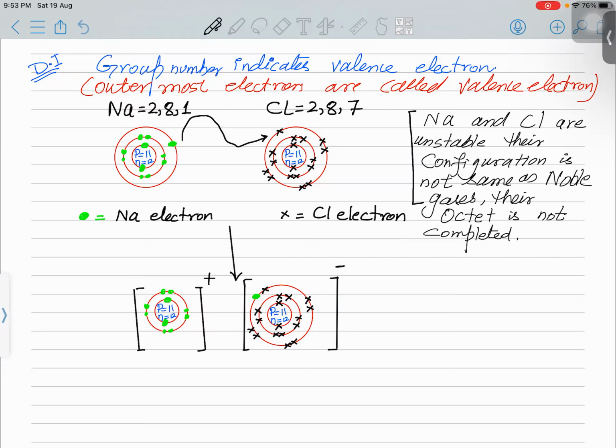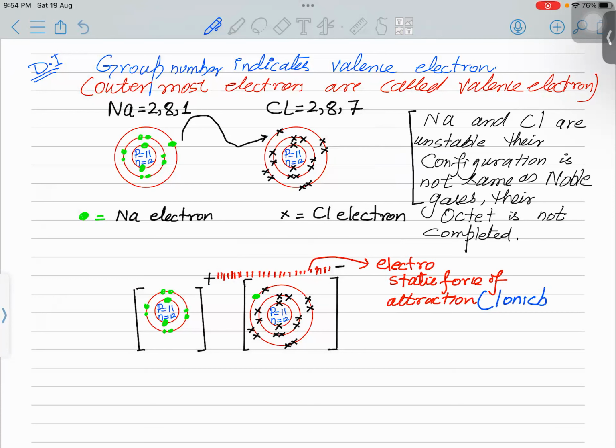This plus-minus attraction is called electrostatic force of attraction. Electrostatic force of attraction is known as ionic bonding. Known as ionic bonding.